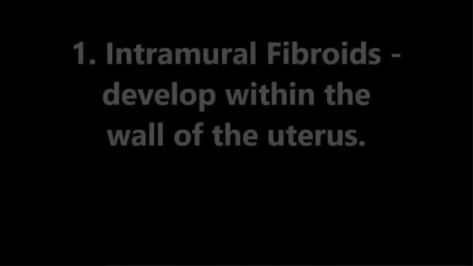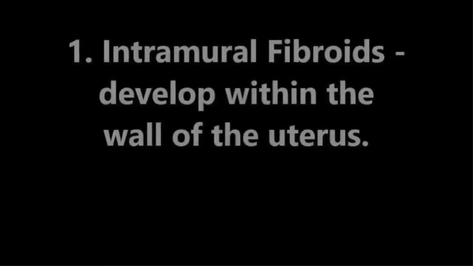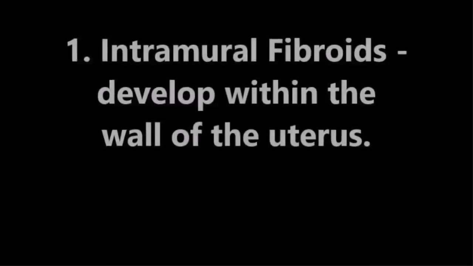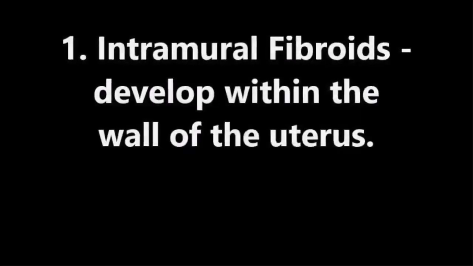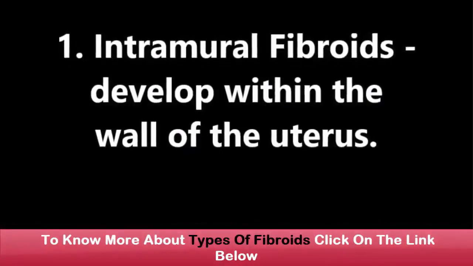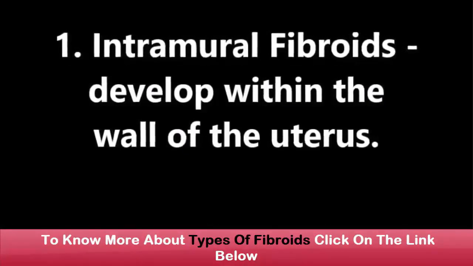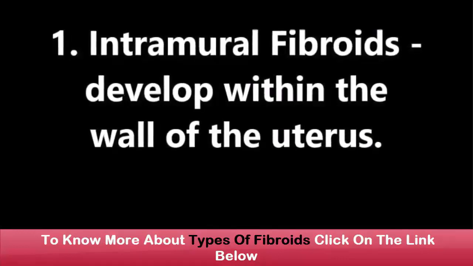First up is intramural fibroids, and these fibroids develop within the wall of the uterus. They're actually the most popular types of fibroids that affect women. These fibroids can grow so large that they actually distort the size of the uterus.